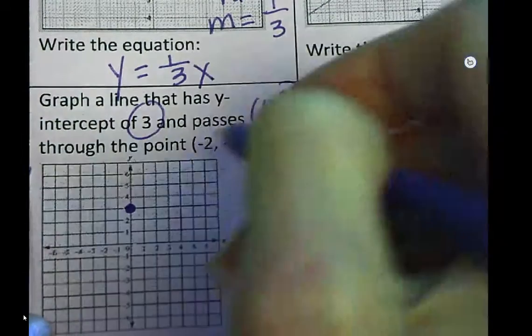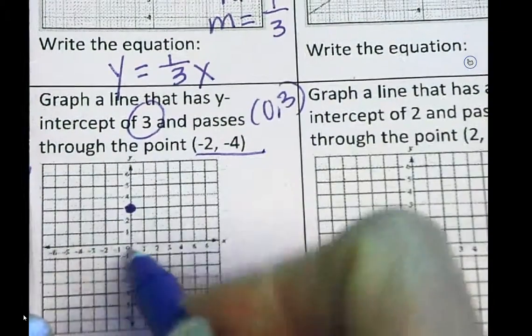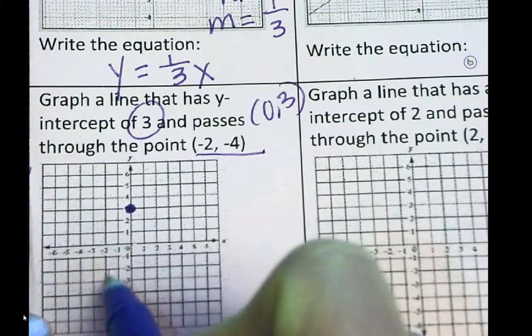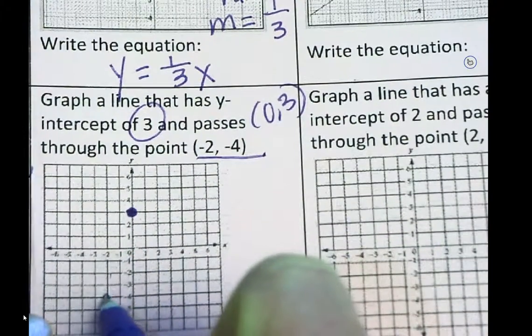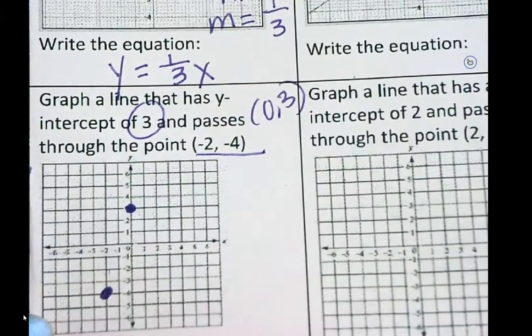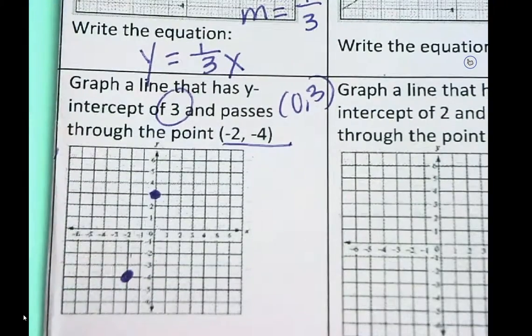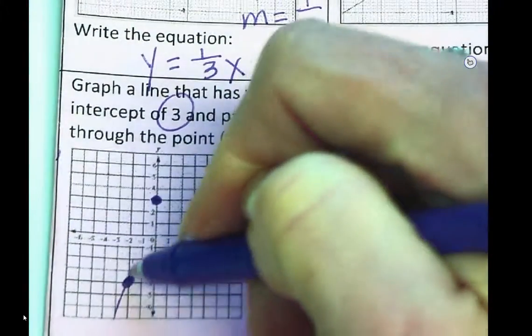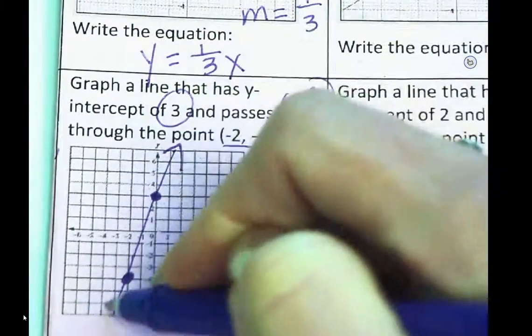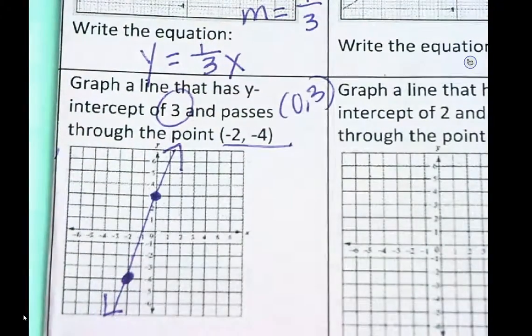And then the problem gives me the second point, -2, -4. So I'm just going to plot that point. -2, -4 is right here. And so I have 2 points, and all I need is 2 points to create a line. So I'm going to connect my points like so.